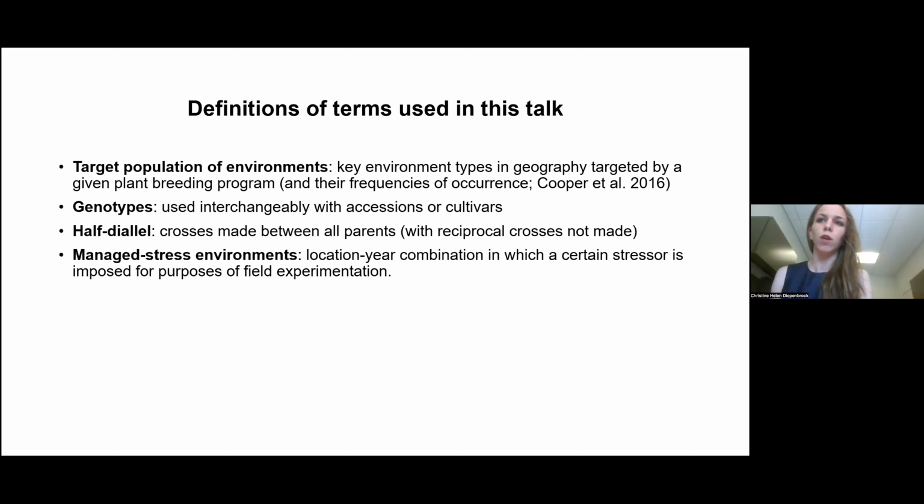As I mentioned, I will use genotypes interchangeably with accessions or cultivars for the purposes of this talk. I will mention a half diallel at one point, and that would be when crosses are made between all parents of interest, but with the reciprocal crosses not made.